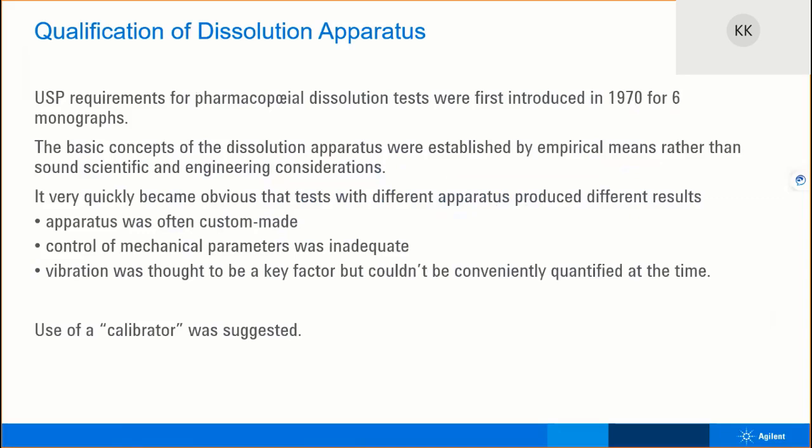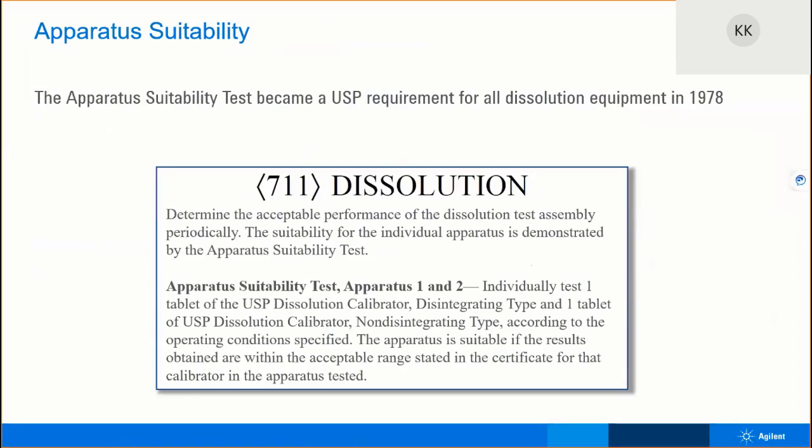And it was pretty obvious that the different apparatuses produced very different results, right? So often these apparatuses were custom made. The control of your mechanical parameters was inadequate, and vibration was also a key factor that couldn't actually be quantified at the time even. And so the use of a calibrator was suggested, right?